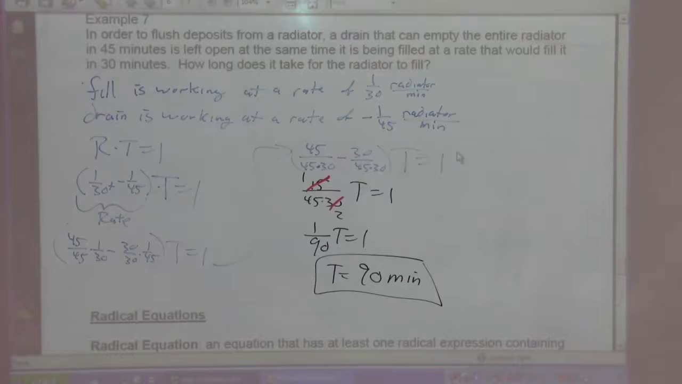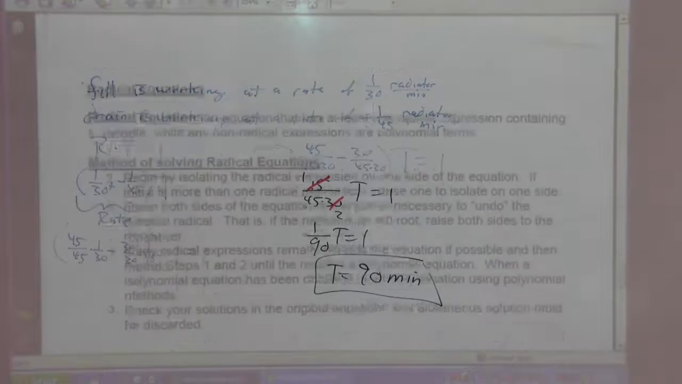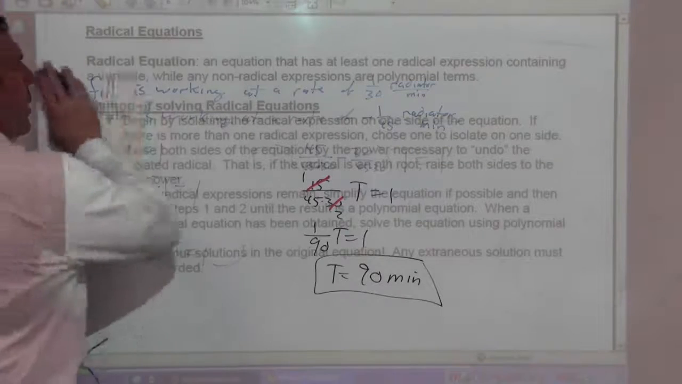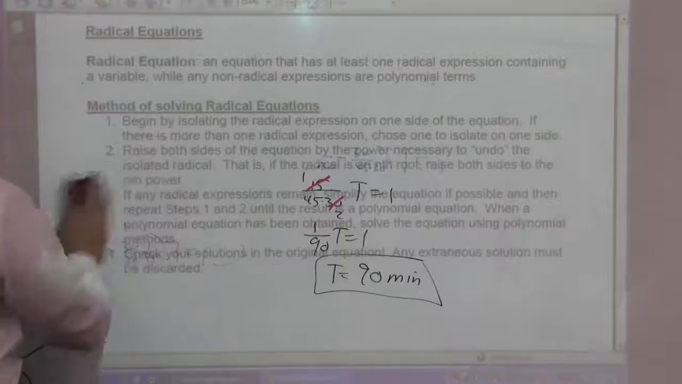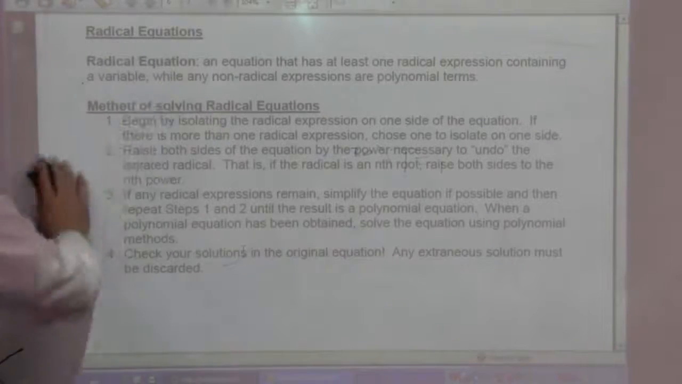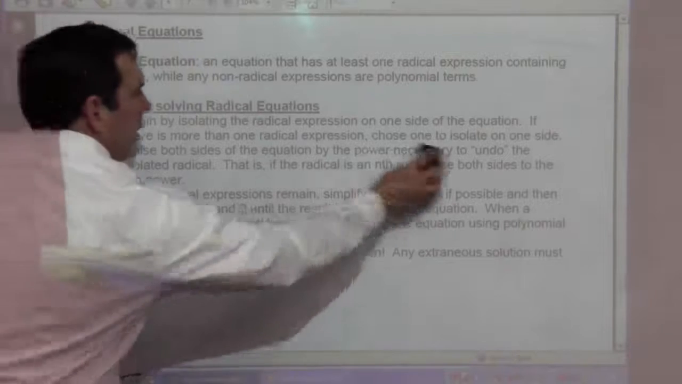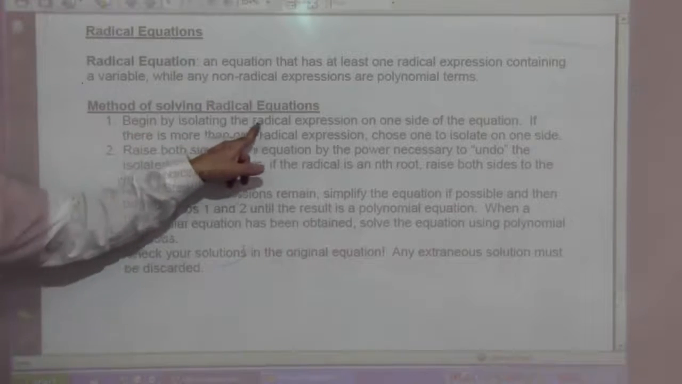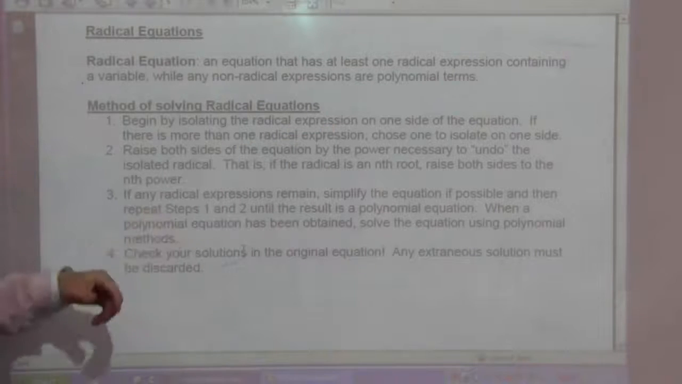Okay, moving on to radical equations. Feel free to pause if you need more time with this. A radical equation is an equation that has at least one radical expression containing a variable, while any non-radical expressions are polynomial terms. Method of solving this: begin by isolating the radical expression on one side of the equation.